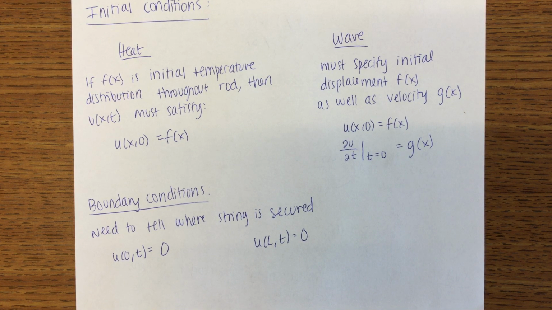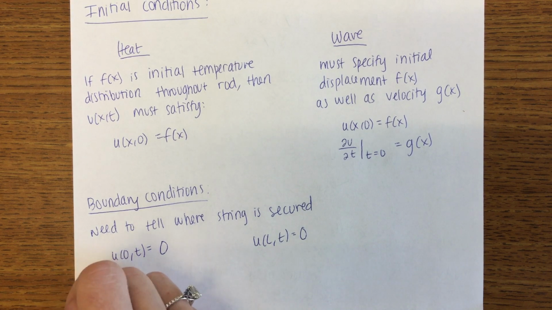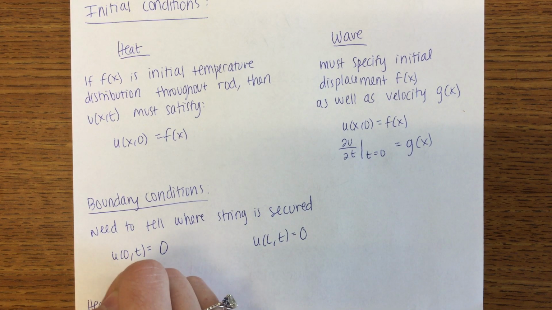Things are going to look different for the heat equation. For the heat equation, there's going to be multiple different ways that you can write the boundary conditions depending on what information you are given. So I'm going to write down a few different examples.